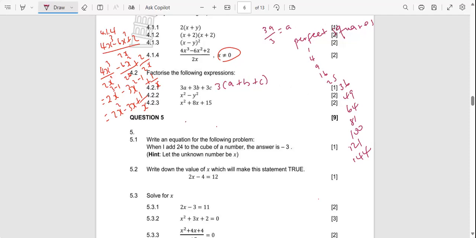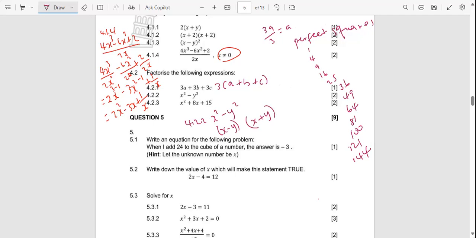Let me write it down. 4.2.2: x squared minus y squared, difference of two squares. So here we have x, I will have x here minus y, plus y. Next question.